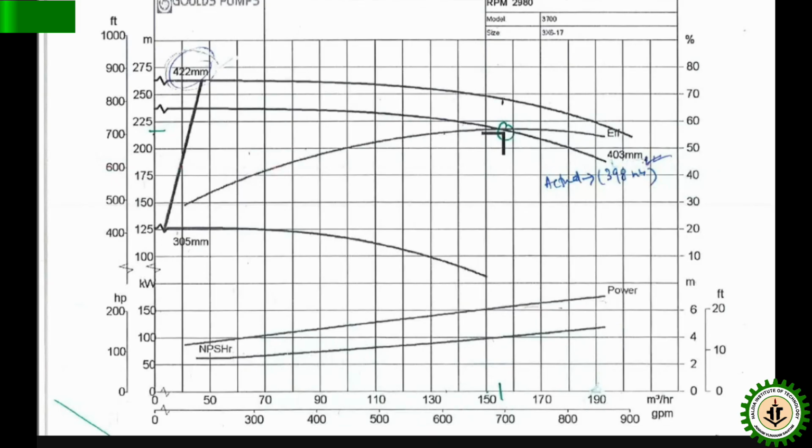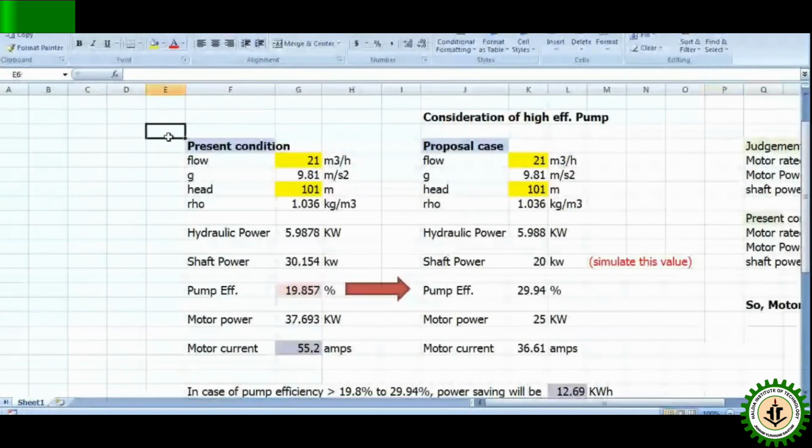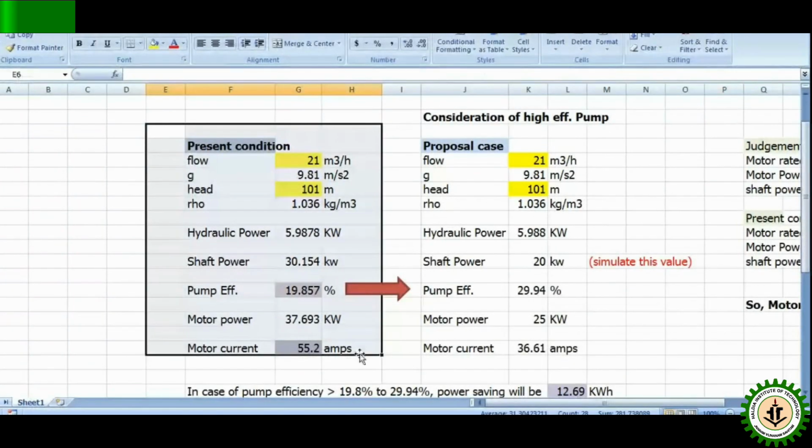So I'm closing that. Now I'll show one hydraulic calculation for your understanding. You see how to do this hydraulic calculation. Now you can see one Excel sheet. Just follow over here. This type of calculation you have to do in the industry.